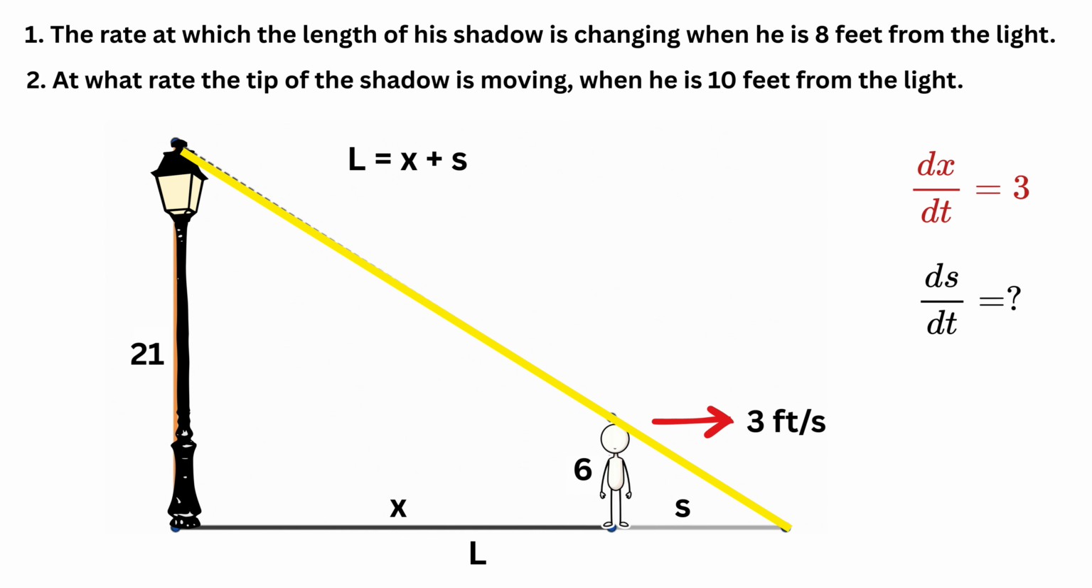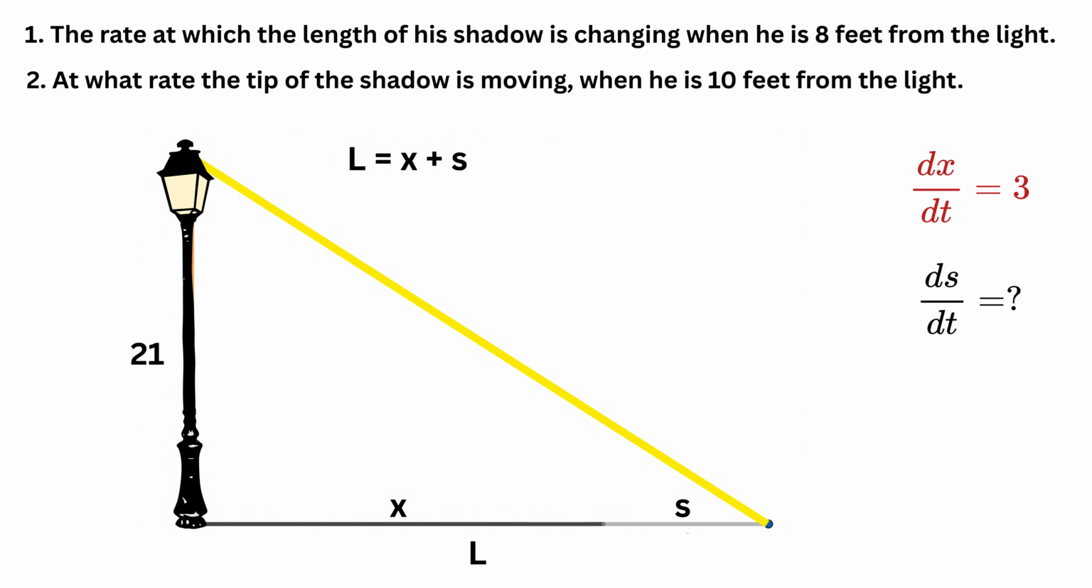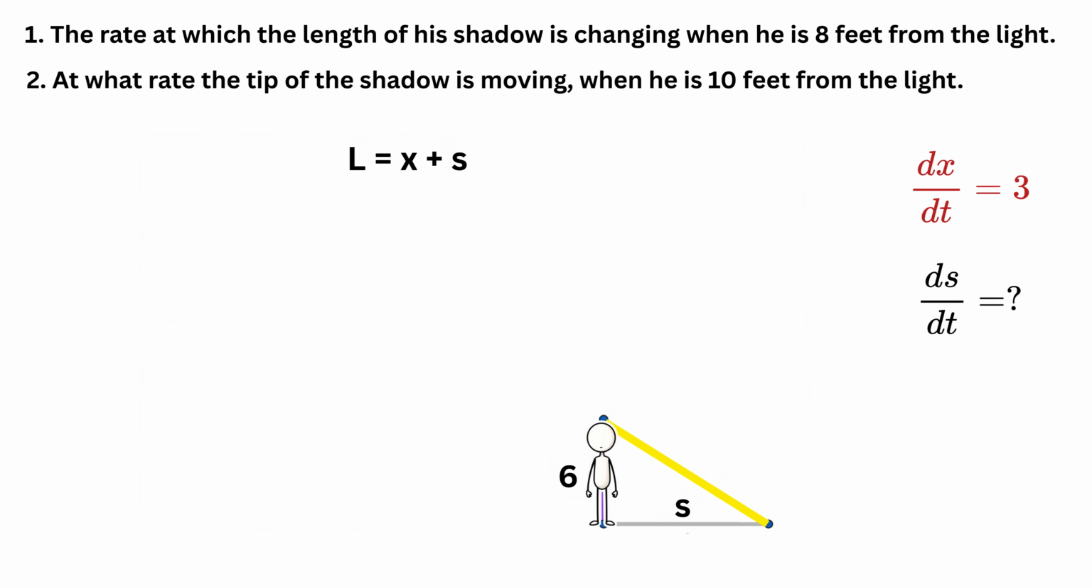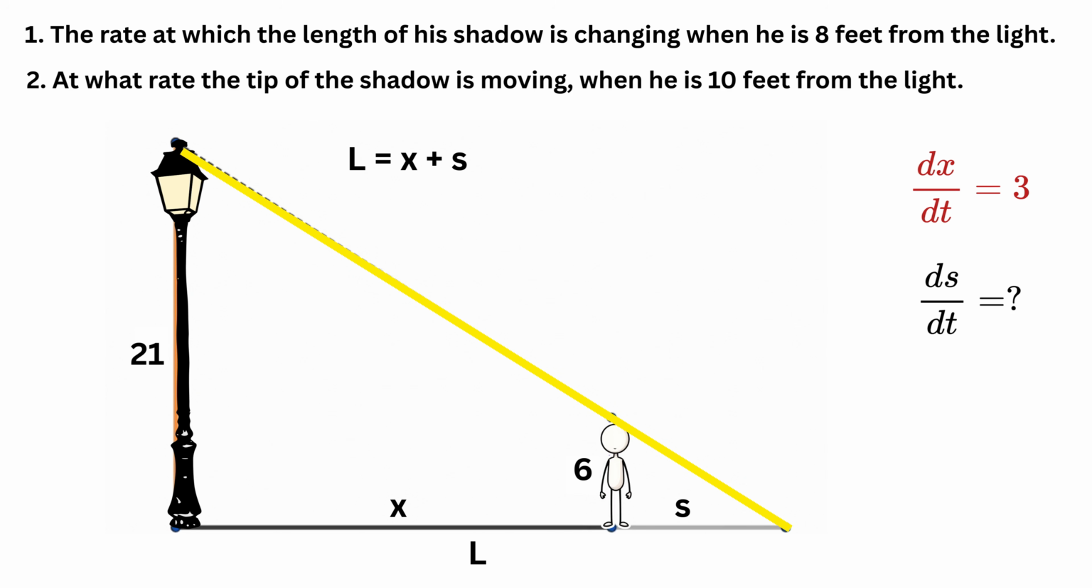To solve the problem, we will use the concept of similar triangles. From the picture, we can see two right triangles that share the same angle, the one made by the light ray. The larger triangle is formed by the street light and the entire distance to the tip of the shadow. This triangle has height 21 feet and base x plus s. The smaller triangle is formed by the man and his shadow. This triangle has a height of 6 feet and base s. Since both triangles have the same angle and are right triangles, they are similar.